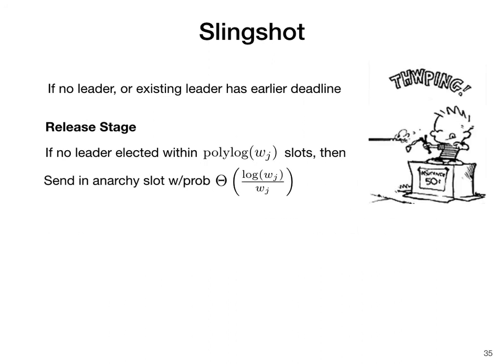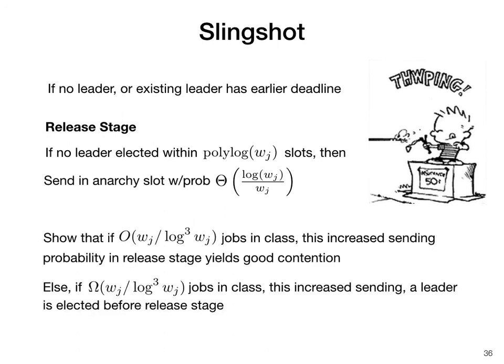A job will run the pullback stage for a number of slots which is polylogarithmic in its window size. If no leader is elected by this point, then the job greatly increases its broadcast probability and attempts to succeed in broadcasting during the anarchy slot. This is the release stage of the Slingshot protocol.